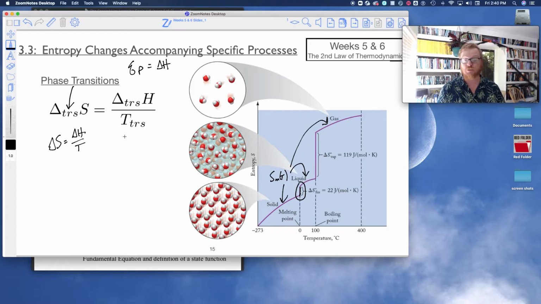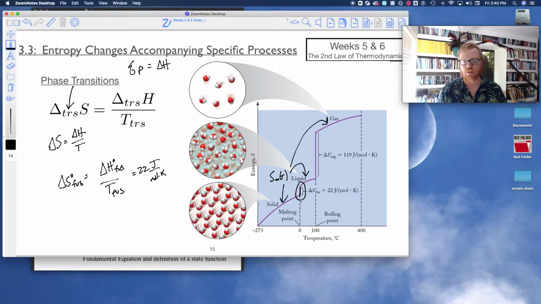Well, that is this value right here, okay? So for example, that delta S standard of fusion equals the delta H standard of fusion divided by the temperature at which that happens, okay? And in the case of water, you can see that that's 22 joules per mole per K.